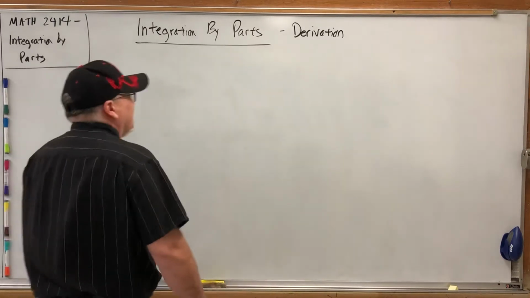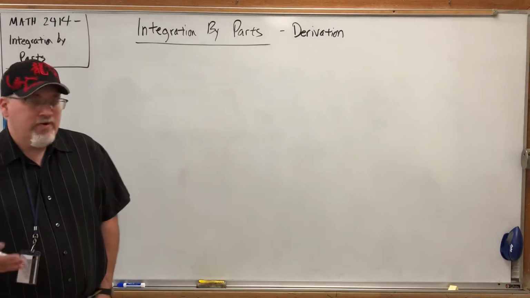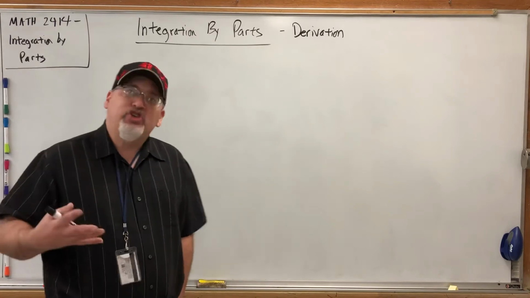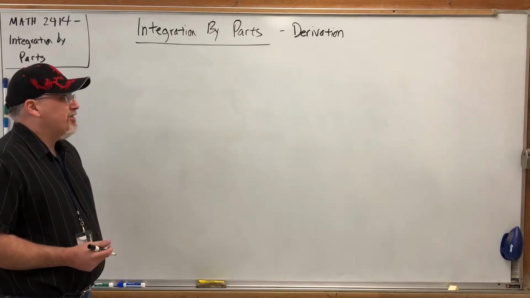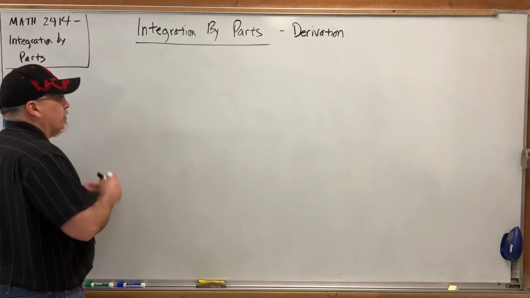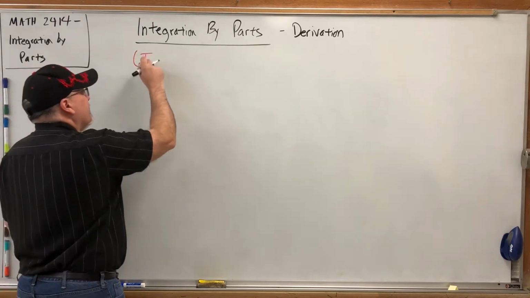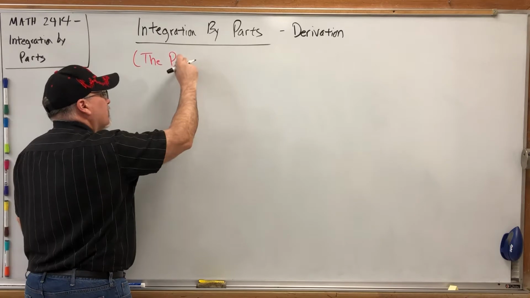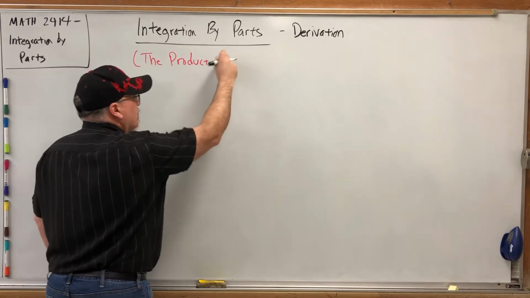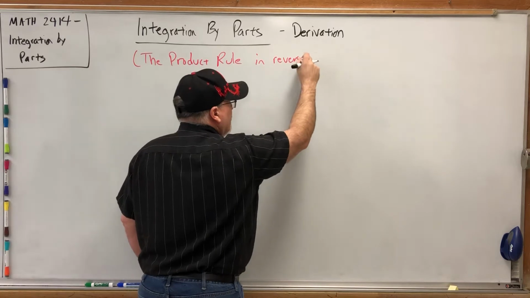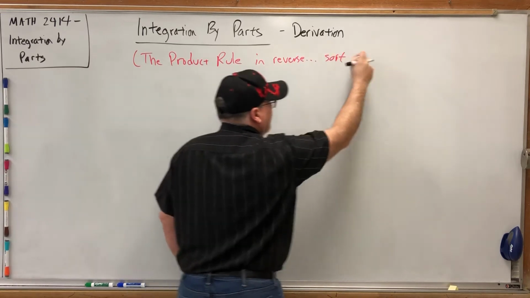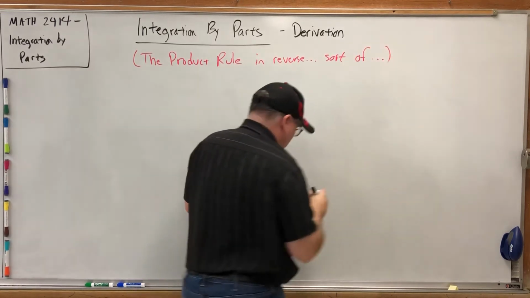Now, what's the genesis of this? In other words, what's the motivation behind the formula that I'm going to show you when the time is right? The motivation behind integration by parts is actually the product rule. So you can think of this as the product rule in reverse. Sort of. Now, what do I mean by sort of?